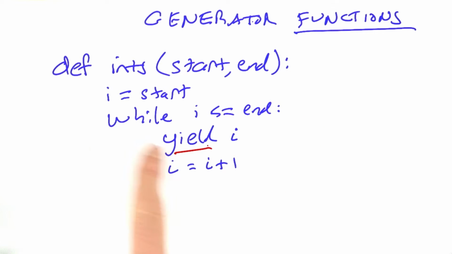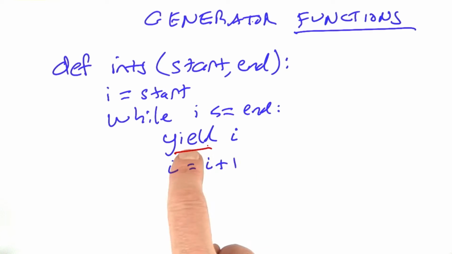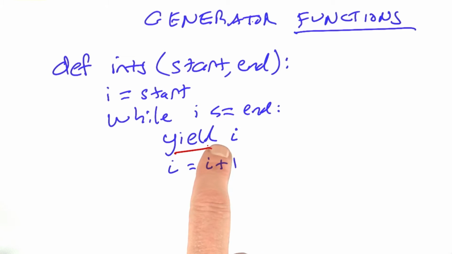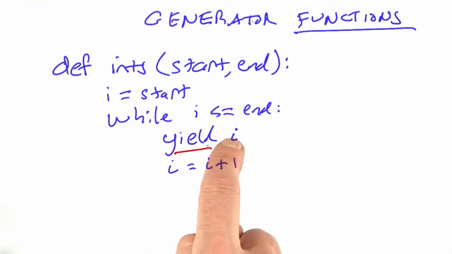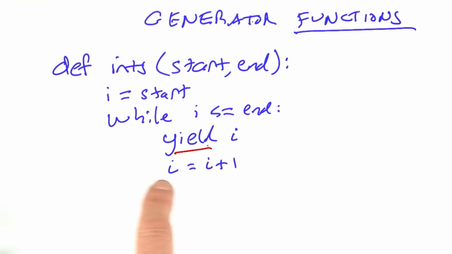And what that means is it's going to execute until it sees this yield statement. It's going to generate that value i, but keep its place, and when it asks for the next, it will continue incrementing i and then continuing through the loop.